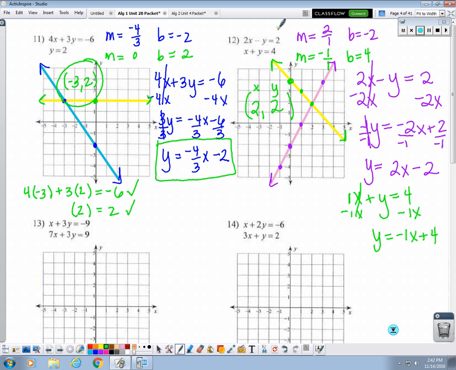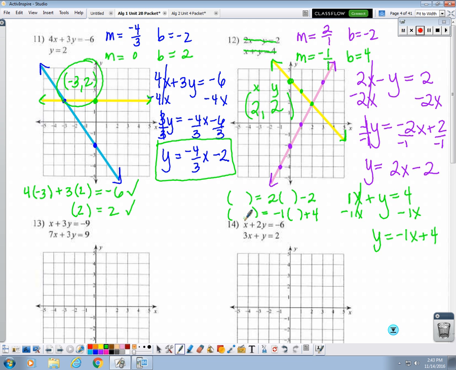And now I'm going to rewrite each of these, but instead of using the originals, I'm going to rewrite them once we changed them. So y equals 2x minus 2, and y equals negative 1x plus 4. It's okay if you check them with these. I'm just showing you that you can check them with the rewritten versions also.